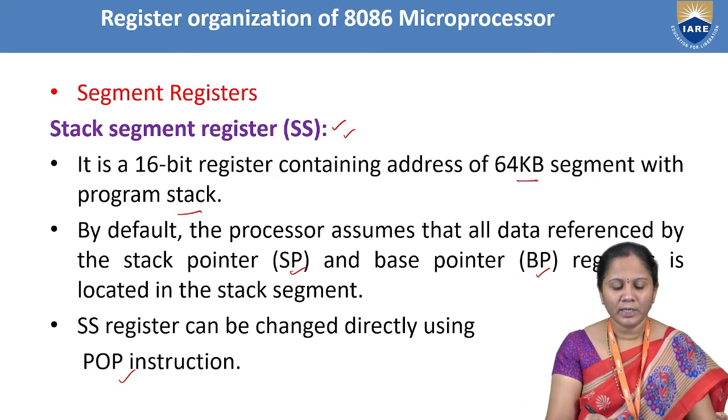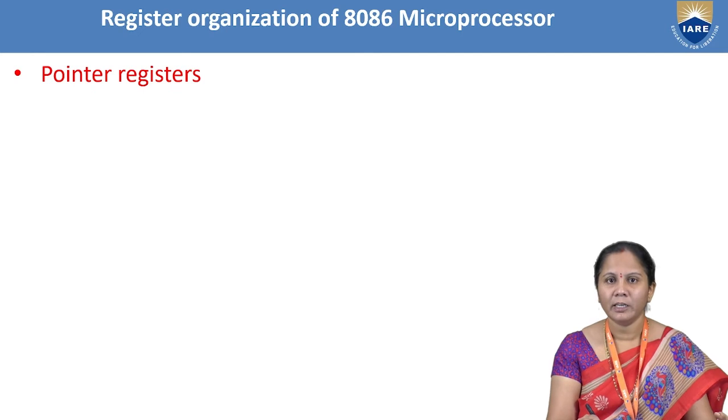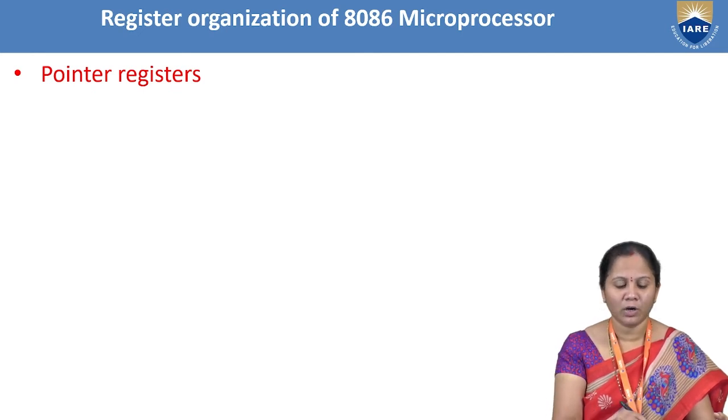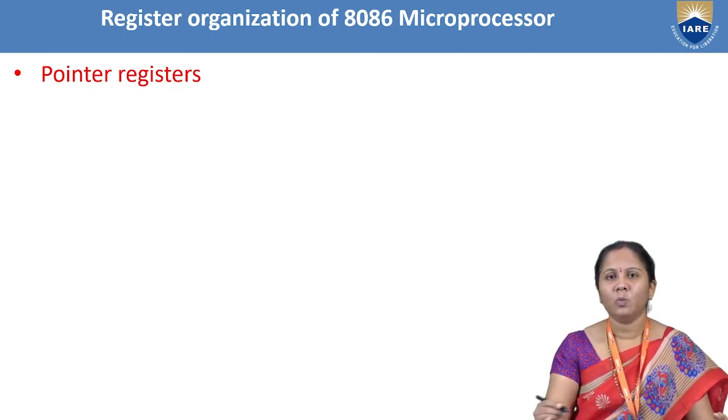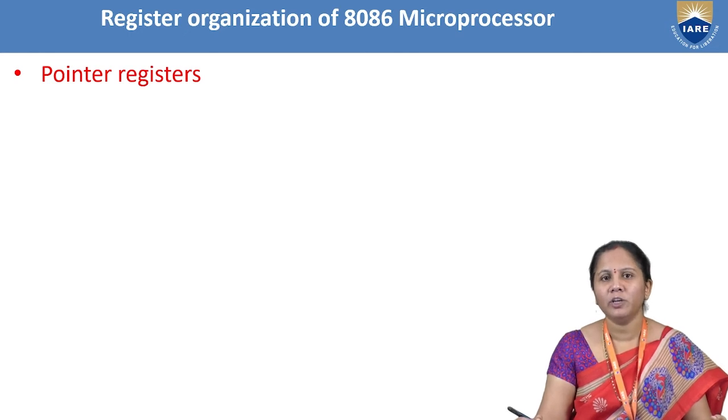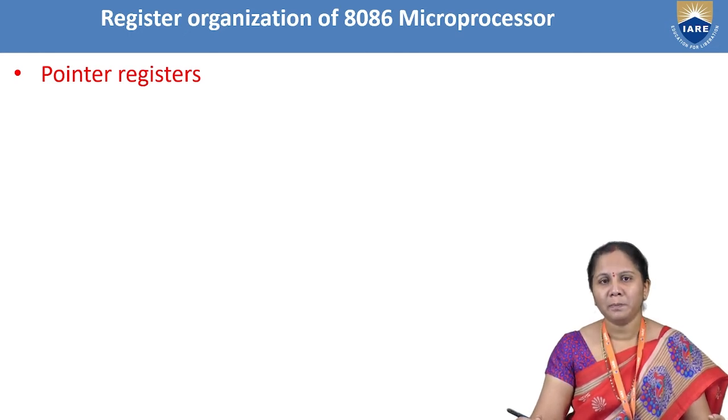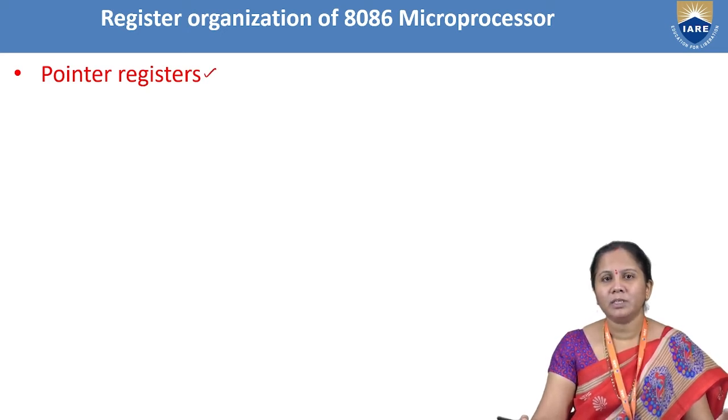Here also, the stack segment register can be changed directly by using the pop instruction. The pop instruction, when executed, retrieves the contents from the stack. So that is the information about the 4 segment registers available in the 8086 microprocessor.